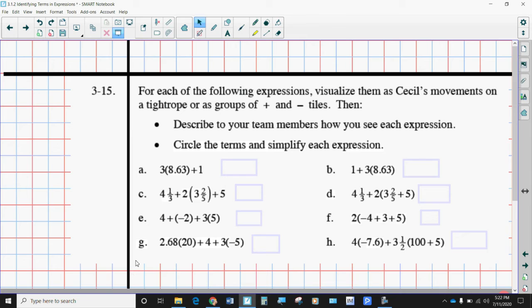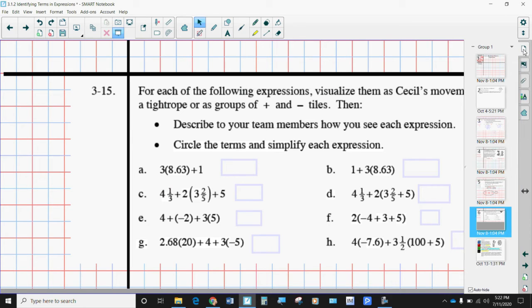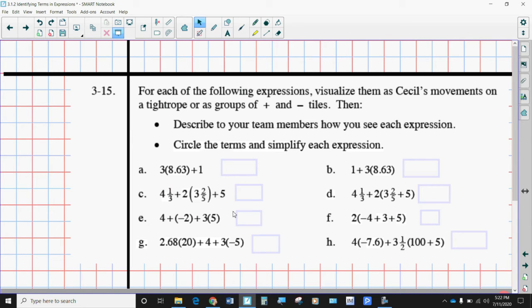All right, now for the most work that we've got here. This is probably the least amount of fun you're going to have in this lesson, but the next problem that we're going to do is the most amount of fun you've ever had in any lesson in your life, so I'm going to try and make it up to you, okay? So what you need to do here is, for each of the following, visualize Cecil's movements or a group of positive and negative tiles. Then describe how you see the expression. How many terms do you see here? Circle the terms, and then simplify the expression.